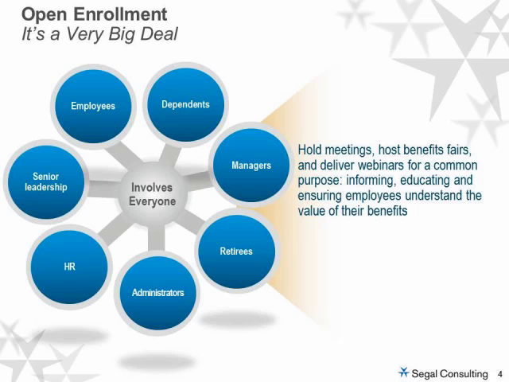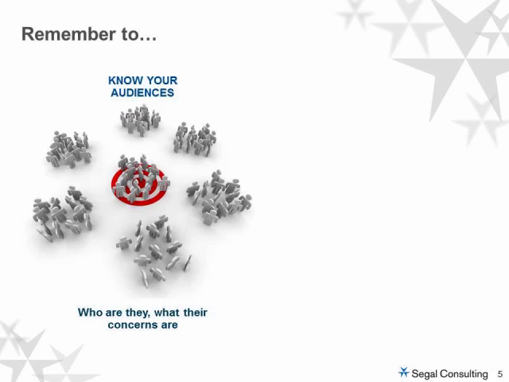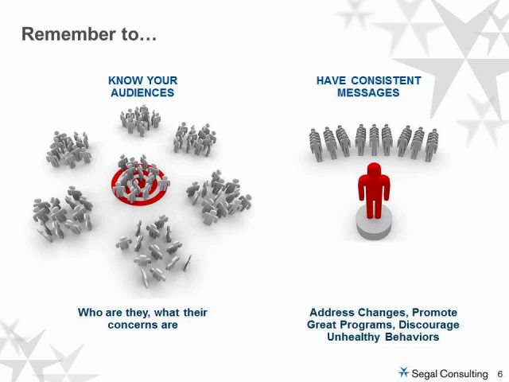Let's take a few minutes to review some fundamentals. It's important that you know who your audiences are and what their concerns are. And your audiences can change from year to year, depending upon what's going on with your benefits program. You should have consistent messages. Those messages should address any changes that are going to take place, promote the great benefit programs that you offer, and also try and discourage any unhealthy behaviors that your employees might participate in.